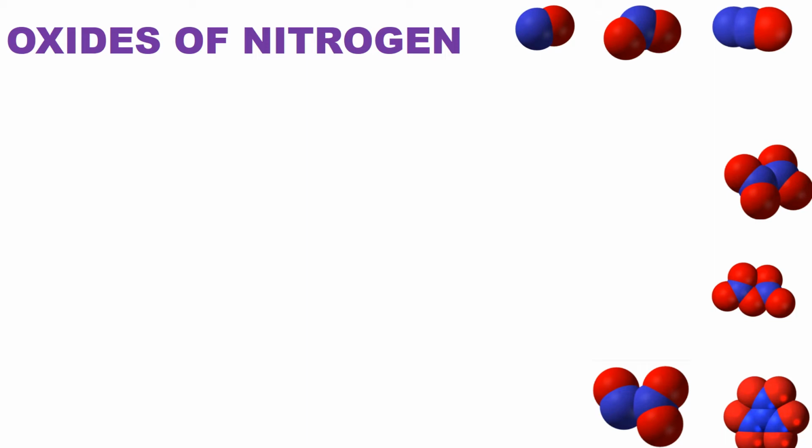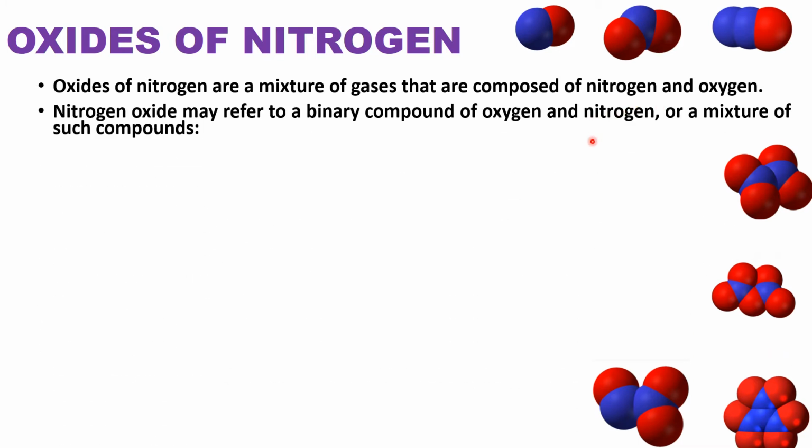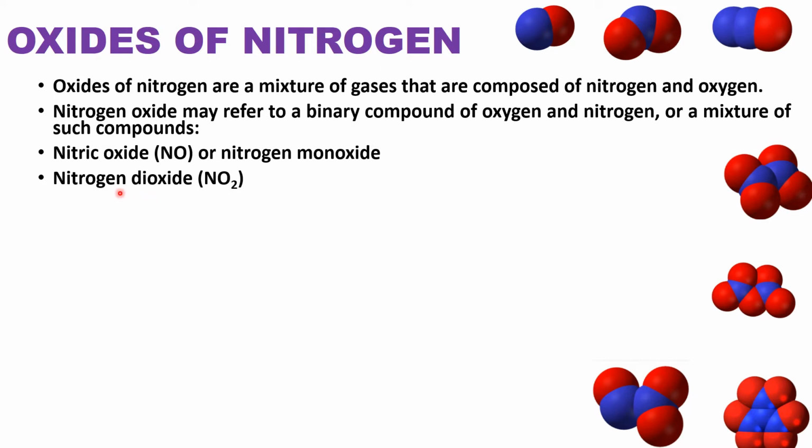Now we are moving to the topic oxides of nitrogen. Oxides of nitrogen are a mixture of gases that are composed of nitrogen and oxygen. Nitrogen oxide may refer to a binary compound of oxygen and nitrogen or a mixture of such compounds. The oxides of nitrogen are named here, that is nitric oxide or nitrogen monoxide.